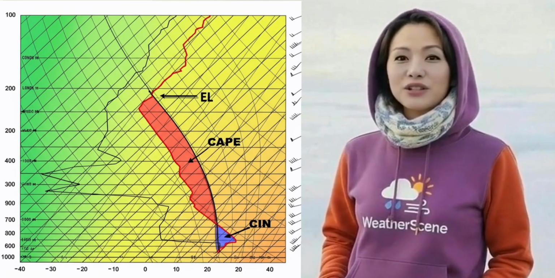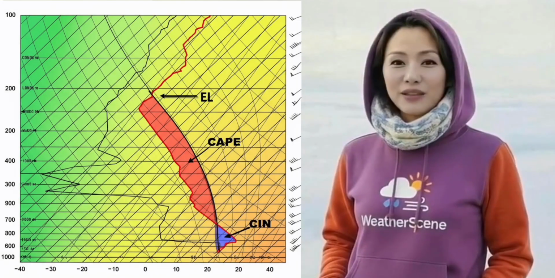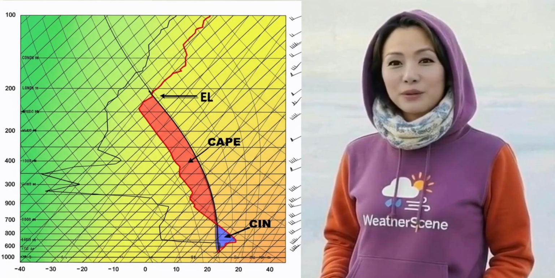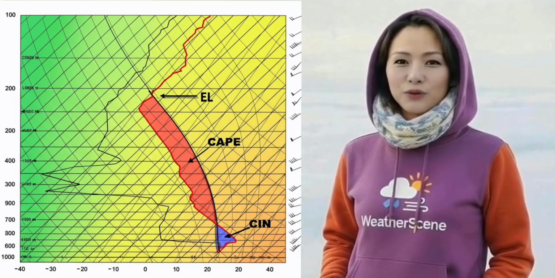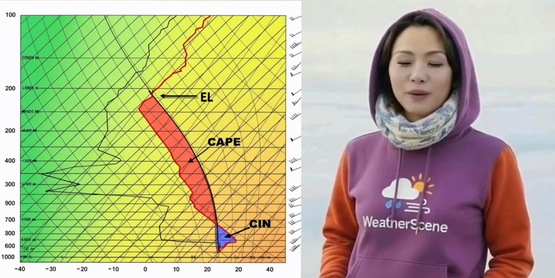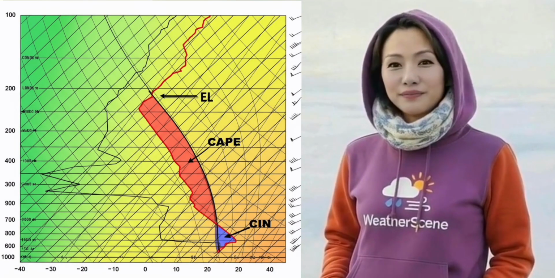By studying these features, meteorologists can see whether the atmosphere is stable or unstable and how likely thunderstorms are to form. CAPE shows the fuel for storms, CIN shows the resistance, and the EL marks where clouds stop growing.